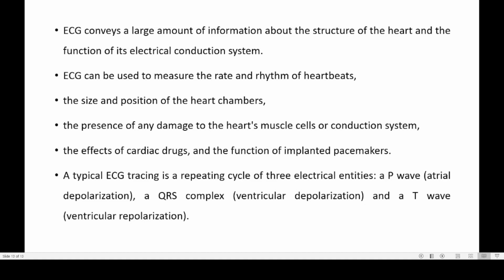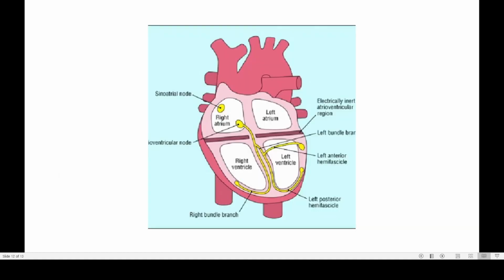And second is the size and position of the heart chambers. How big your heart is, and what is the position of the chambers of the heart. Another function of the ECG is that it will be able to detect any damage to the heart muscle cell or to the conducting system. That is, if there is any problem with this conducting system, it can be easily indicated by the ECG.